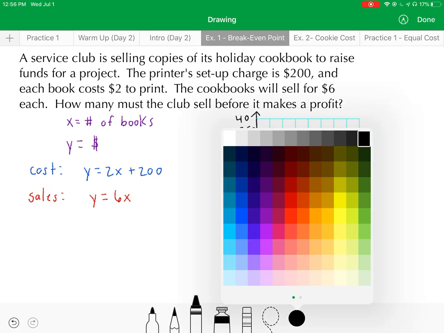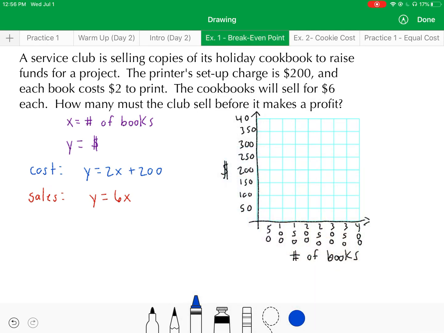Okay, so let me do the cost equation first. It has a y-intercept of 200, and then the slope is 2 units, okay? So I can rise 2 units, which is a total of rising $100, and then I can run 1 unit, which is running 50 books. So if you think 100 over 50, that simplifies to 2, right?